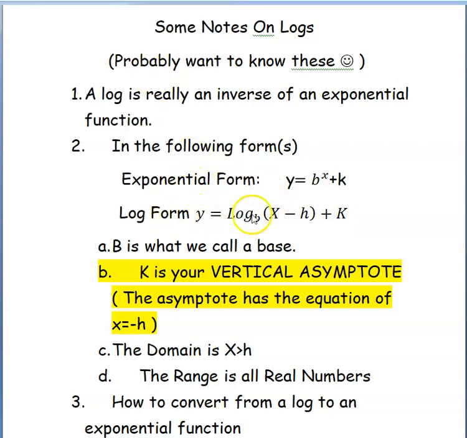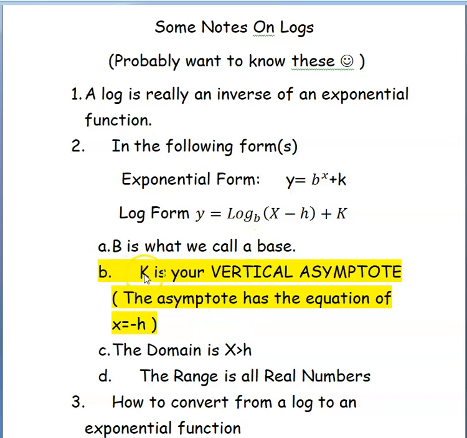They made what's called log form, a logarithm. Logos and rhythm means number ratio, essentially, in Latin. Here's the basic form. It's y equals the log base b of x minus h, plus k. Now, if you recall, this k is the same as that k. B, so note one here, b is what we call the base. Now, the base of my exponential function is the base of my logarithm. It's all about that base. So you take care of that.